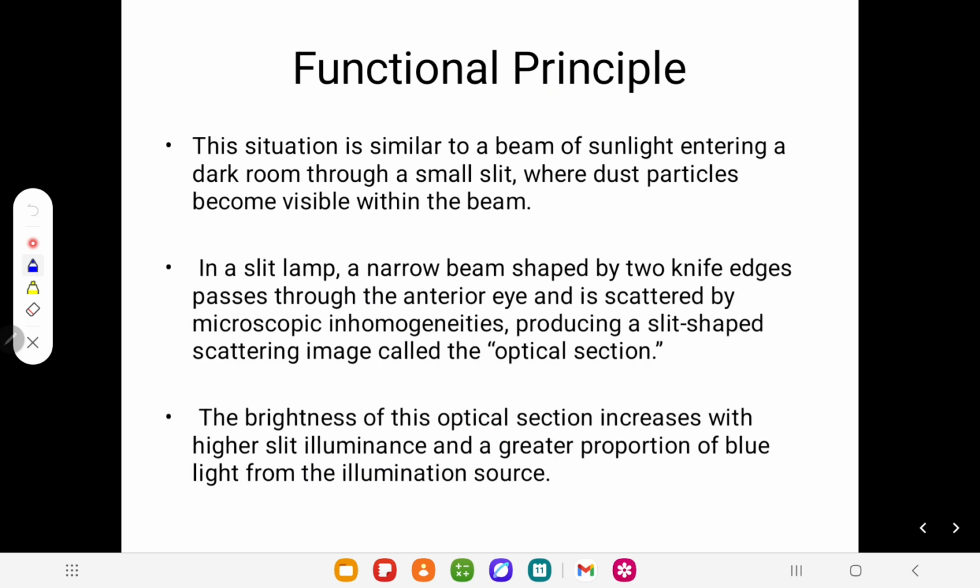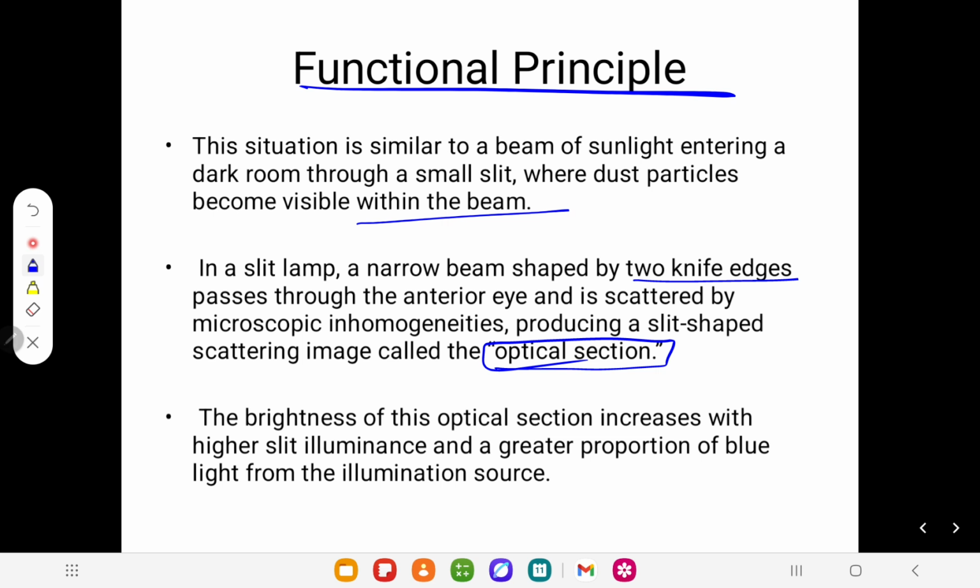So, the functional principle. This situation is similar to a beam of sunlight entering a dark room through a small slit, where dust particles become visible within the beam, isn't it? If the light is not thrown through a small aperture, then it's difficult. In the slit lamp, a narrow beam is shaped by two knife edges, passes through the entire eye, and is scattered by the ocular inhomogeneity, producing a slit-shaped scattering image called an optical section. That's why we throw an optical section to see the section of the cornea.